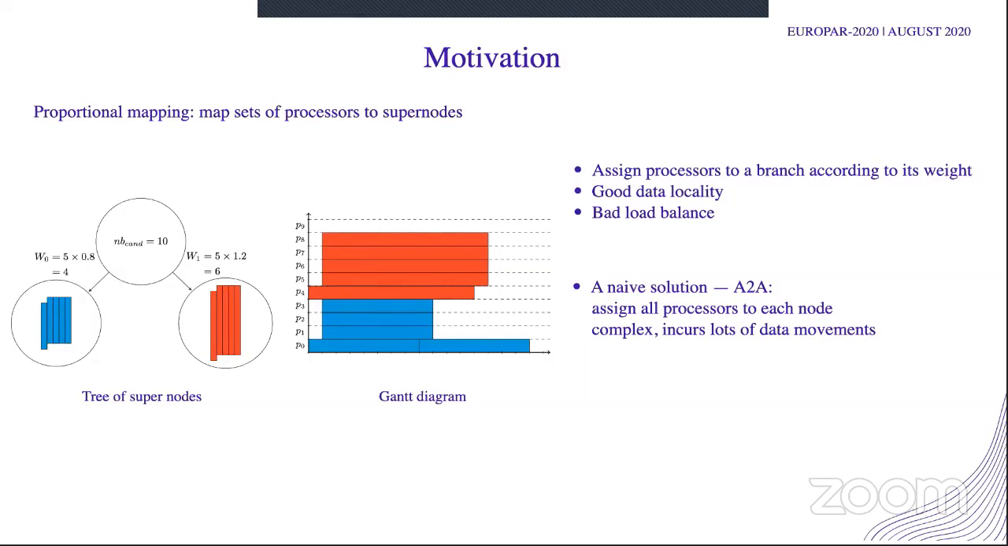An intuitive solution is to assign all processors to all tasks. We call it the auto heuristic. It solves this node imbalance problem, but it's complex and incurs lots of data movements. This work is going to answer the question: how can we improve the node balance while keeping good data locality?